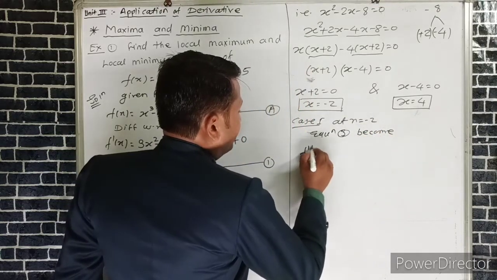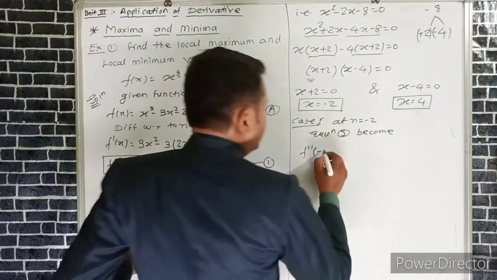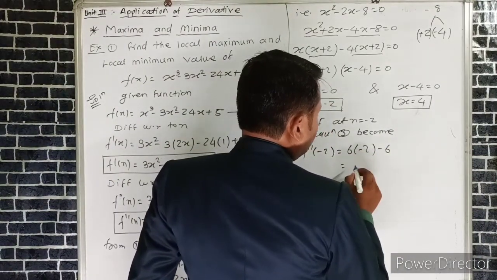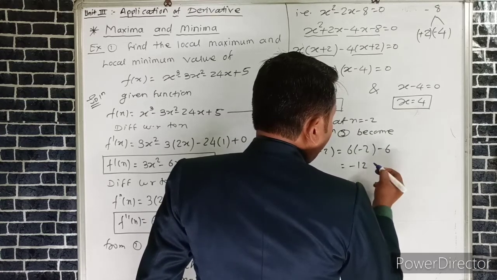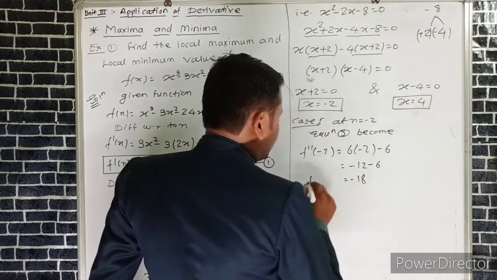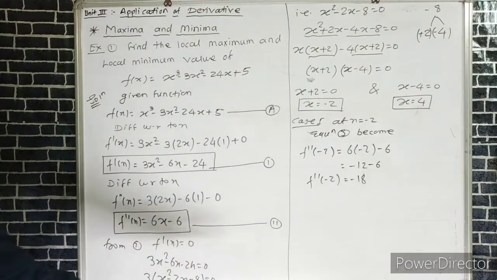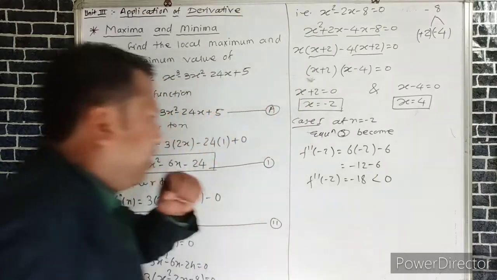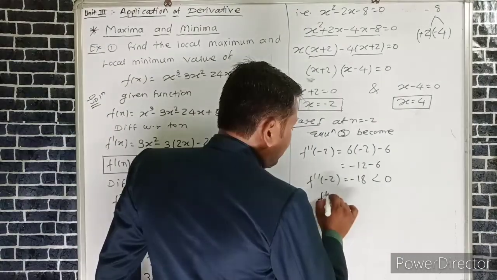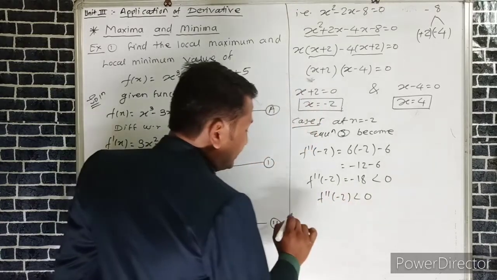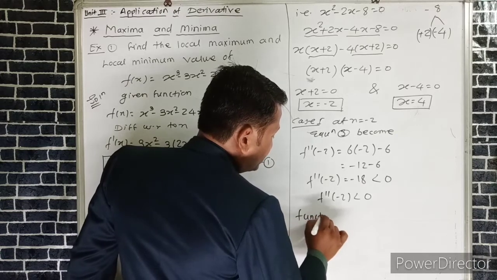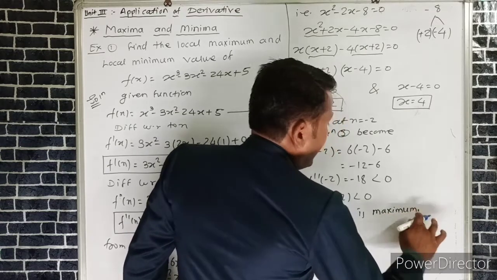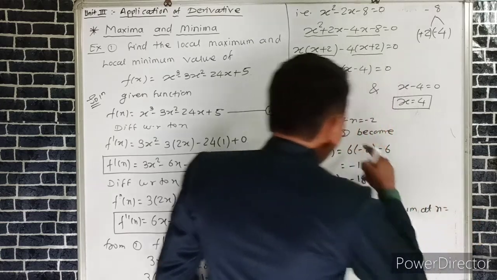we get f double dash of the value of x, which is minus 2, is 6 into minus 2 minus 6. 6 into minus 2 is minus 12 minus 6, which is minus 18. It means the value of f double dash of minus 2 is minus 18, and minus 18, a negative value, is less than 0. Then we can directly say that f double dash of minus 2 is less than 0. It means that the function f is maximum at x is equal to minus 2.